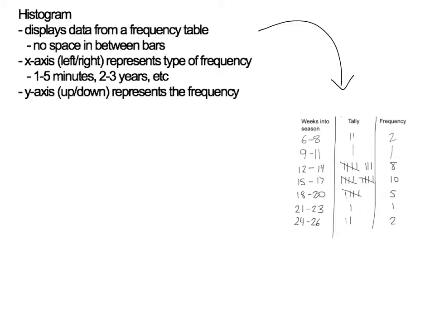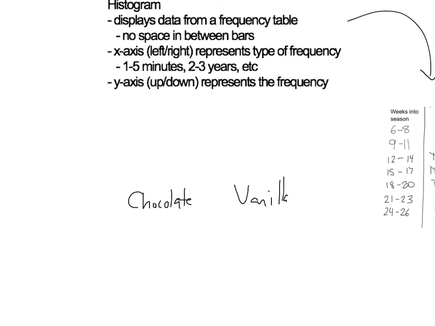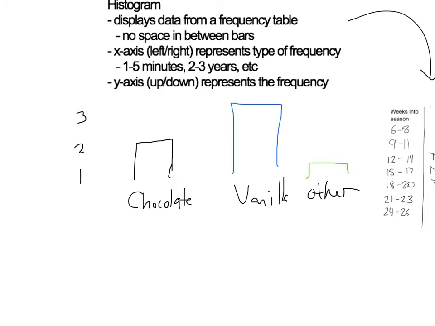So a bar graph would maybe look like this. We'll do chocolate and vanilla, and we'll, I guess, do 1, 2, 3. So you take a poll of your friends, right? 2 of them prefer chocolate, and 3 of them prefer vanilla, and maybe other. Okay, and 1 of them prefers something else. So that would be a bar graph, right?